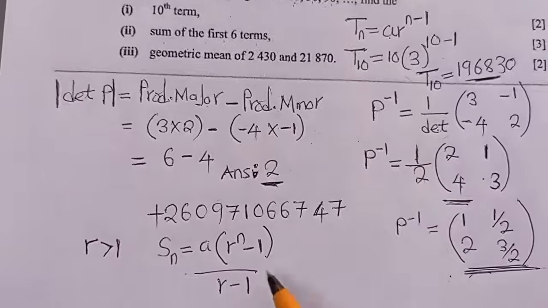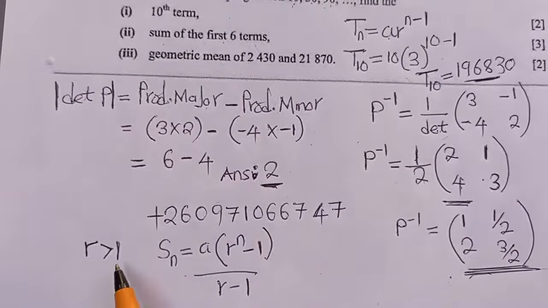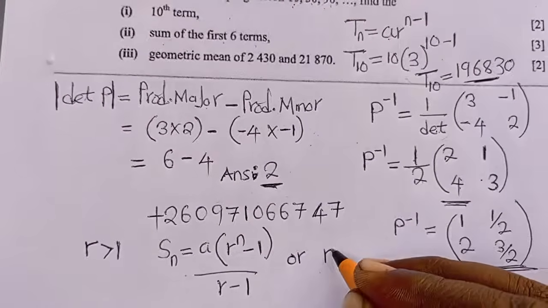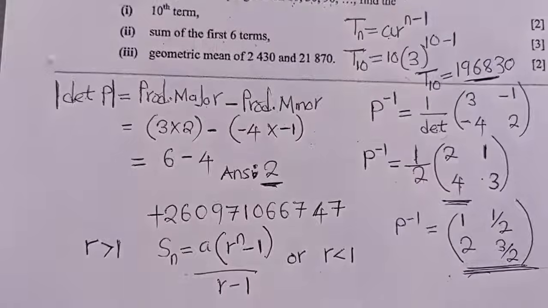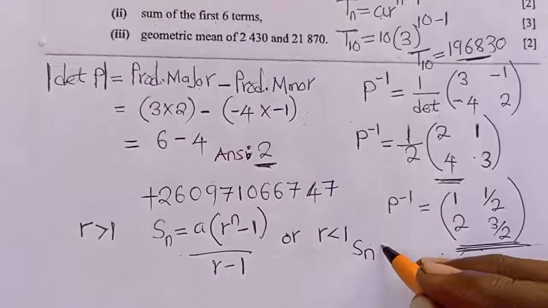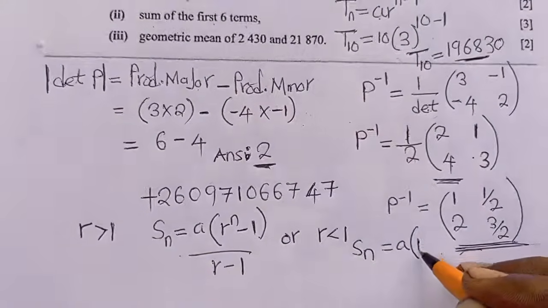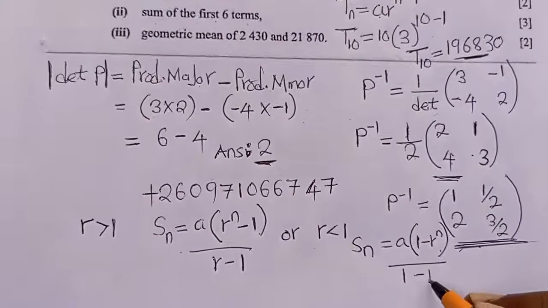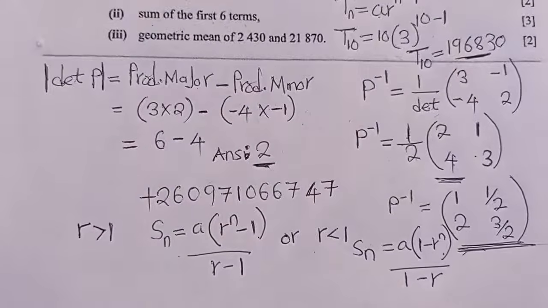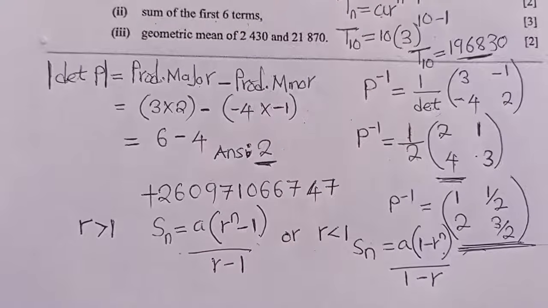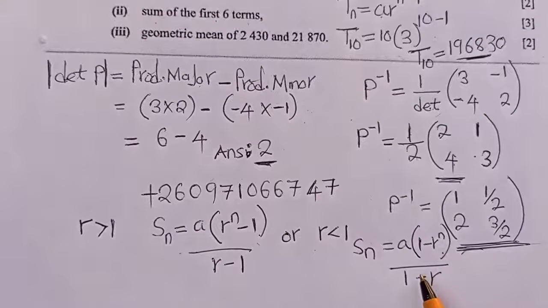We get to use this particular formula if the common ratio is greater than 1. We've got another formula if the common ratio is less than 1. The formula we get to use: the sum of the n terms is equal to the first term, then 1 minus r to the power n, over 1 minus r. These are two formulas that you need to understand. If the common ratio is greater than 1, this is the formula you need to use. If the common ratio is less than 1, this is the formula we need to use.